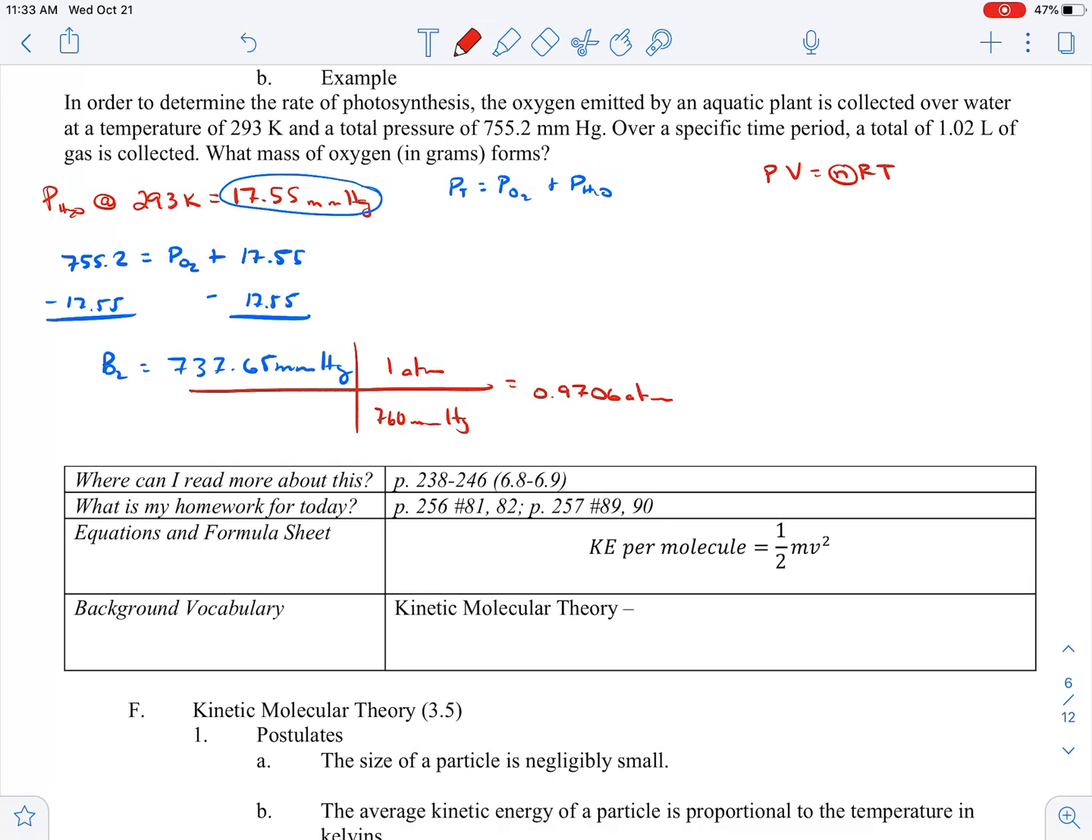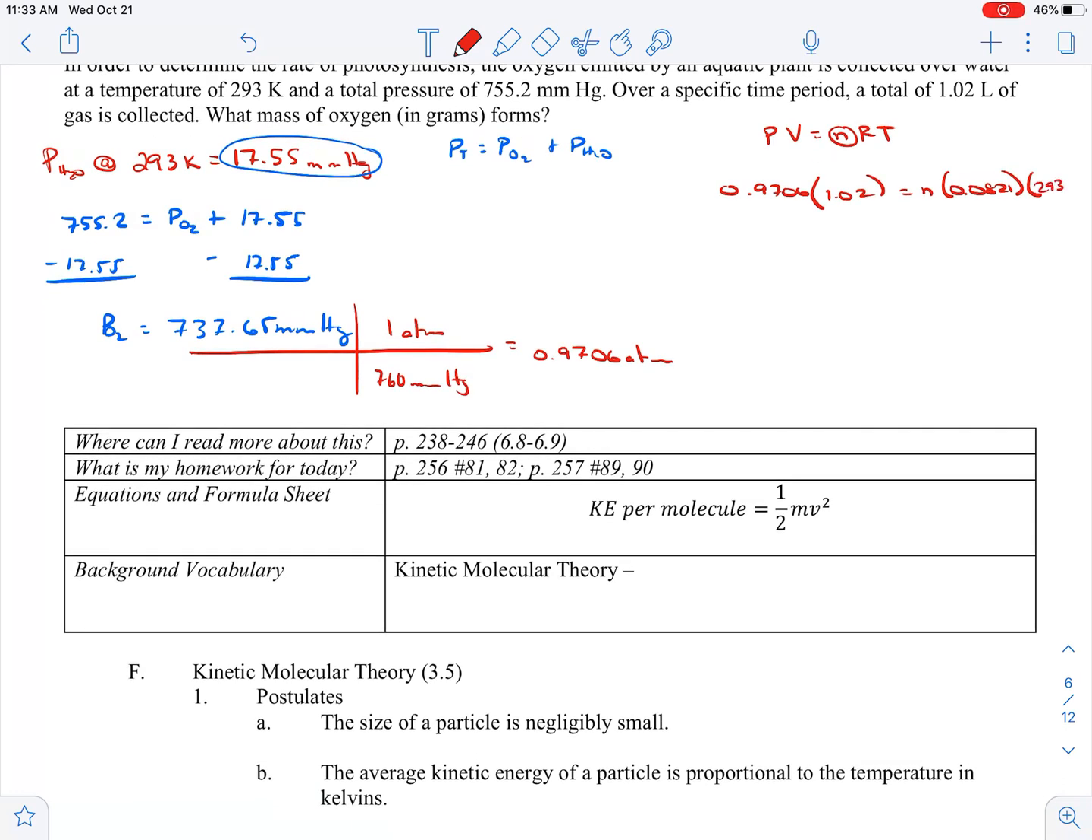So let's keep rolling. We know 0.9706 times our volume, 1.02. We're looking for n. We have a gas constant of 0.0821, and our temp is 293. All right, so solving for n, our number of moles of oxygen is 0.04116, right? Because it was a 5 and we rounded up. And this is moles of O2.